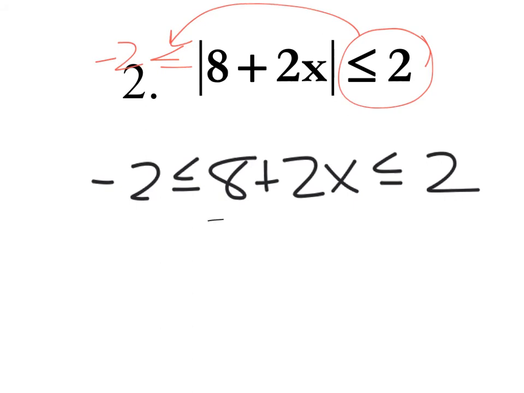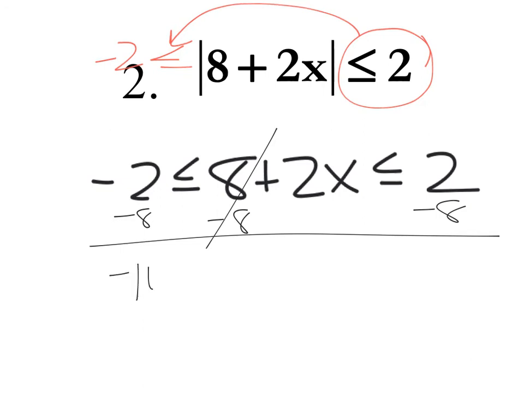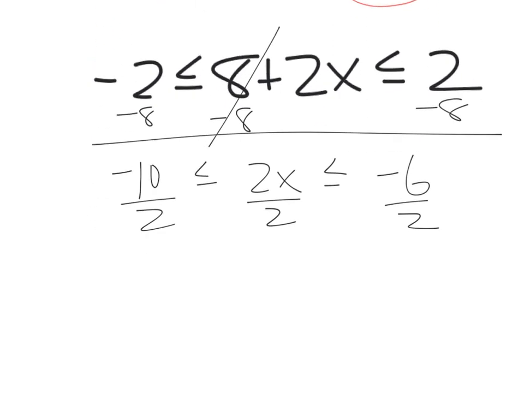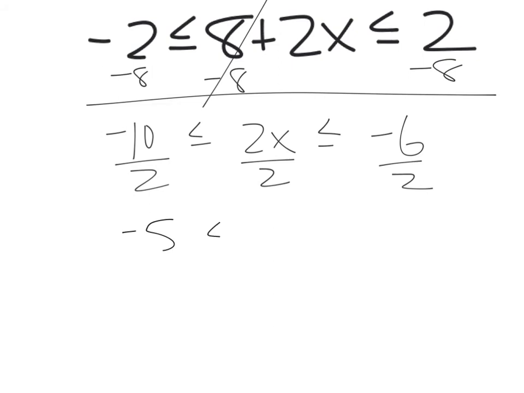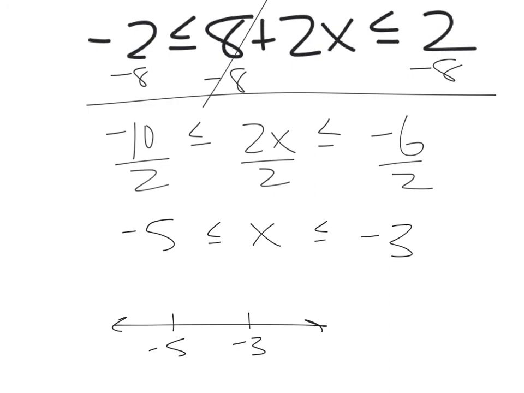So all I'm going to do first is minus the 8 from everywhere, because you guys already know how to solve these types of equations, and this gives me negative 10, 2x, negative 6. Divide by 2 everywhere, and that gives me my two numbers that I'm going to shade in between once I do my graph. I'm shading in between negative 5 and negative 3. Make sure you put those numbers in the correct order. They are increasing as you get to the right because they're negative. Brackets on both of them because of the equality sign, and I'm shading in the middle, and my interval notation looks like this.